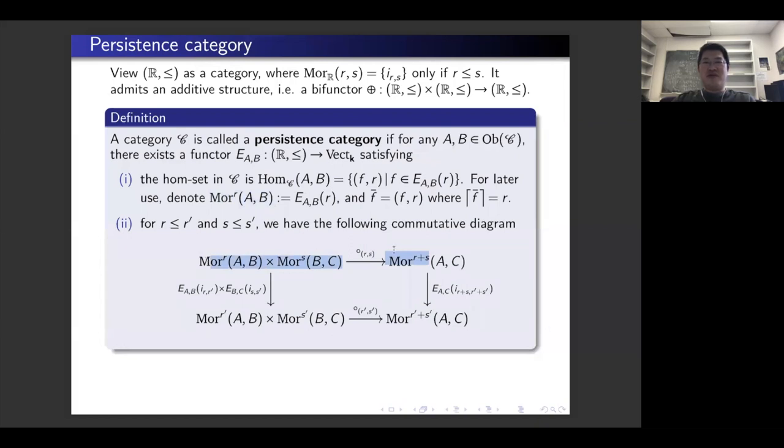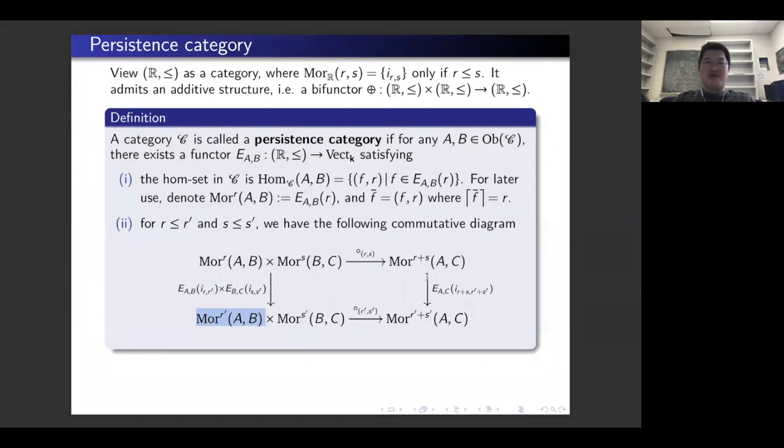So the filtration just behaves in an additive way: (R, S) goes to R plus S. And also, because this E_AB is a functor, for any R and S, there's a map I_RS, as mentioned at the beginning. So from a lower level set to a higher level set, there exists a well-defined map, induced by this I_RR'. And the same thing for morphisms of BC and morphisms of AC. And this diagram just means that you compose first, then you push forward by this map. It's the same as pushing forward by the map and then composing.